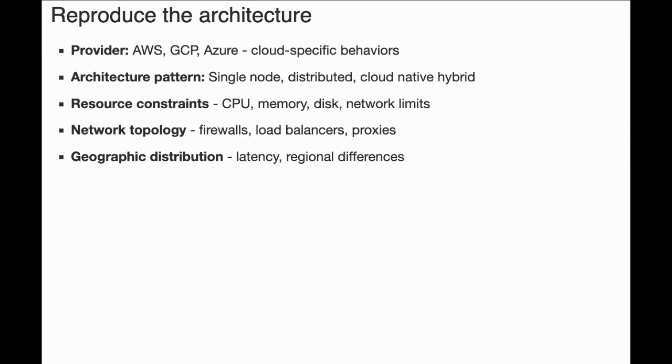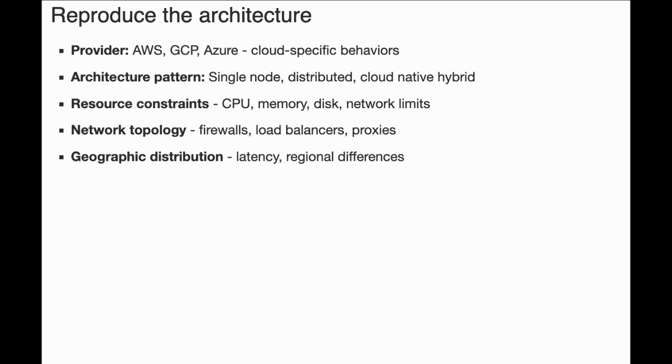Reproduce the architecture. This is often the last piece of the puzzle. You've matched versions, replicated the scenario, created similar data, but the problem still won't reproduce. That's when you need to look at the infrastructure layer. Architecture differences can create problems that are completely invisible until you match the exact setup.